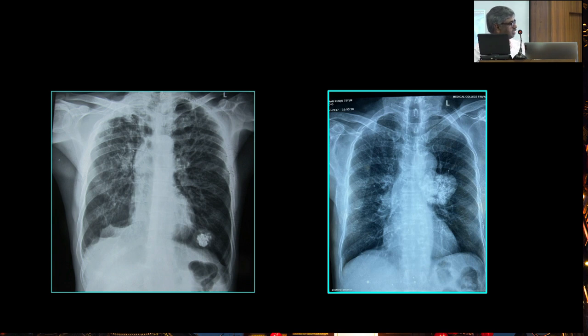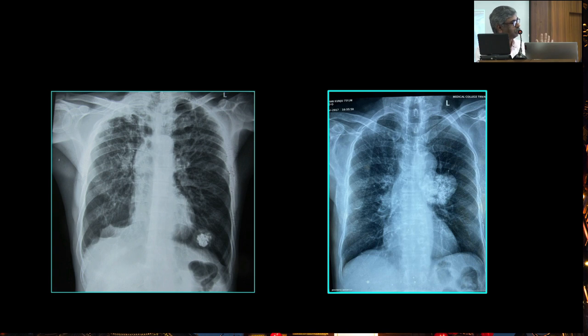In the first X-ray, you can see the left lower zone, there is an opacity here, with the typical calcification called popcorn calcification, and the diagnosis is a hamartoma. So it's a spotter. When you get a popcorn type of calcification, the diagnosis is hamartoma. But in the other X-ray, there is an opacity in the hilar region, which is actually a mediastinal lesion. We also thought it could be a mediastinal dermoid and all. But on FNAC or a biopsy, it turned out to be a mediastinal hamartoma.